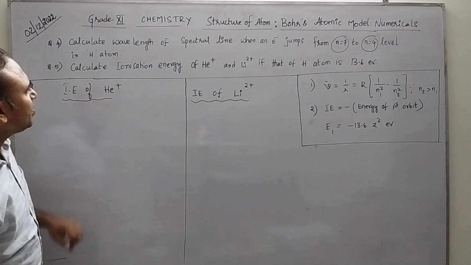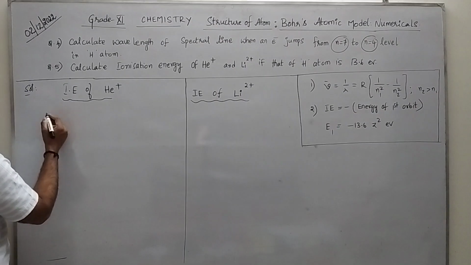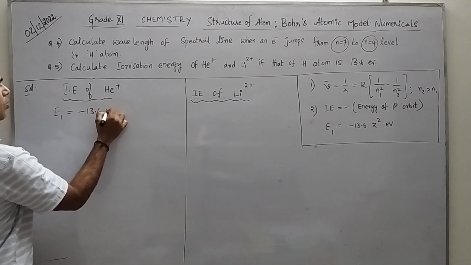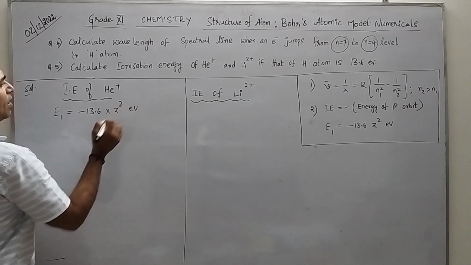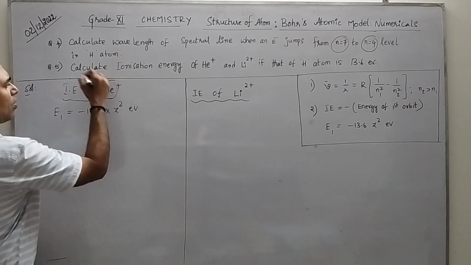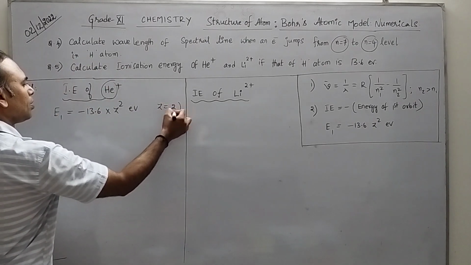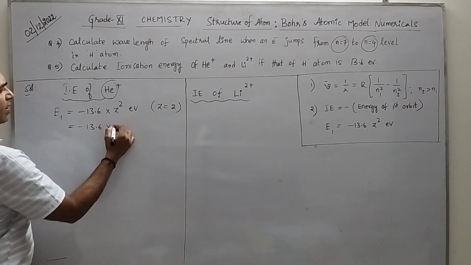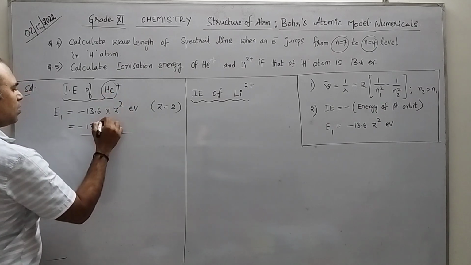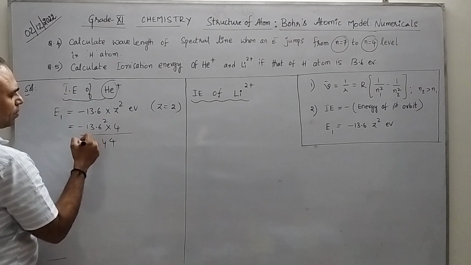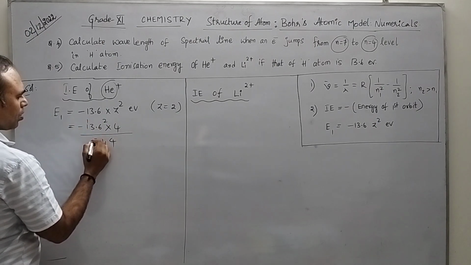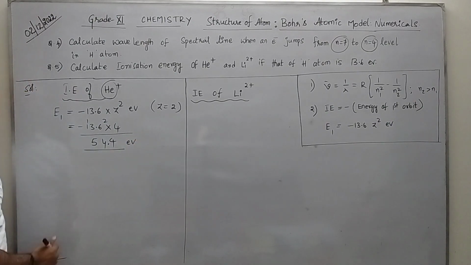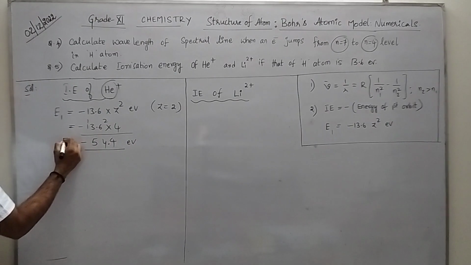First let us see for He plus. Formula you know, if you are calculating E1, nothing but minus 13.6 into Z square electron volt. Here what is the atomic number of helium? Z is 2. On substituting we get minus 13.6 into 2 square is 4. 6 4 is 24, 4 3 is 12. So the answer is minus 54.4 electron volt. So E1 value you got.